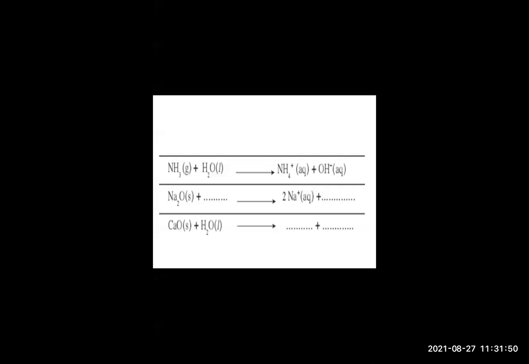What are the names of these compounds: NH3, Na2O, and CaO? Come on, give the reply in the chat box. What is NH3? Okay, ammonia. Very good, Chetna. Chetna Sharma has replied to the question. NH3 is ammonia. Very good, Sudhir Phatak.